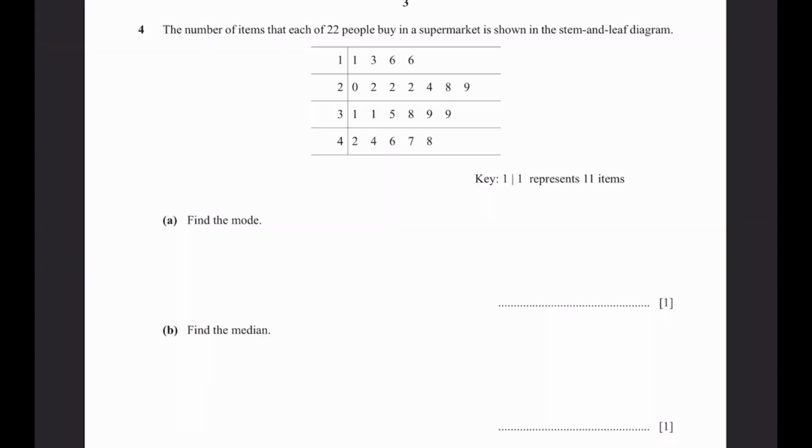The number of items that each of 22 people buy in a supermarket is shown in the stem and leaf diagram. A. Find the mode. The mode is the number which has the most repeats in the full data. And over here, that'll be these 2's over here, which is 22 items.